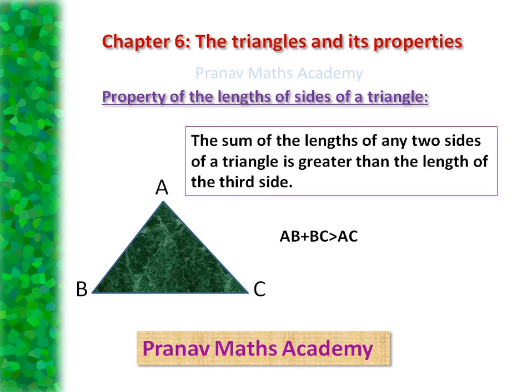Property of the length of side of a triangle. The sum of the length of any two side of triangle is greater than the length of third side. For example, here AB plus BC is greater than AC.